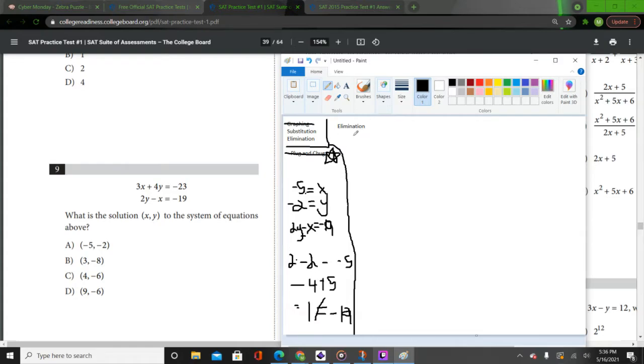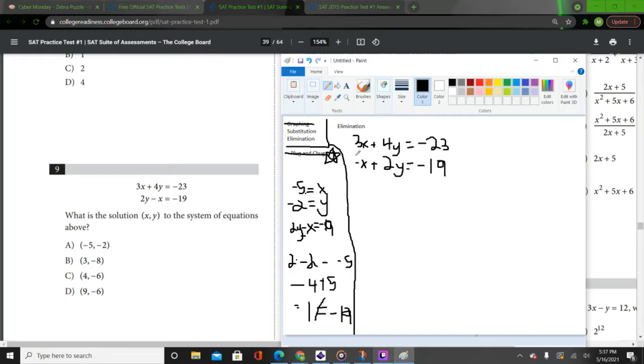Elimination is, well, basically that. So we have 3x plus 4y, and then I'm going to rewrite this so it's minus x plus 2y, and it's equal to respective values of negative 23, and equal to negative 19.